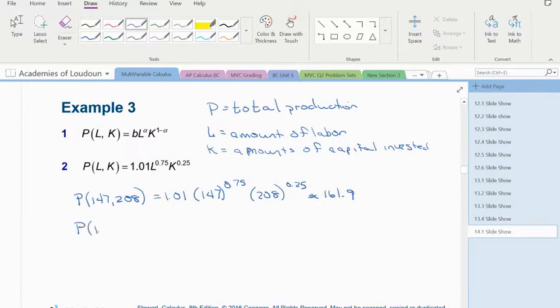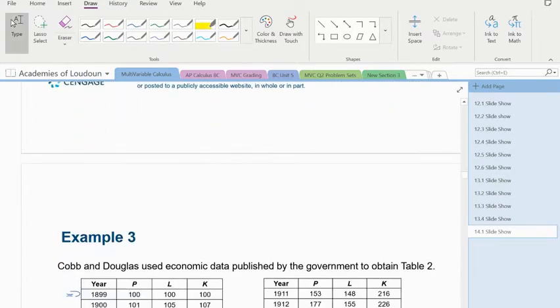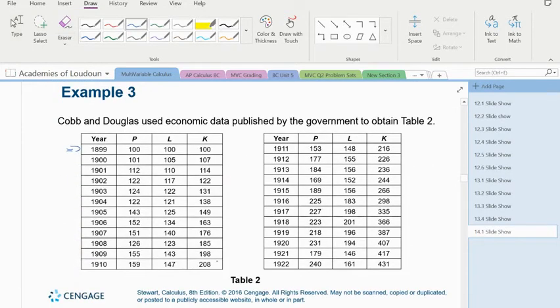And if we calculate P of 194, 407, we end up with approximately 235.8, which is quite close to the actual values as shown in the table. So we're looking at 1910 and 1920, and you can see that we got very close to the actual values of P of 159, whereas we calculated 161, and 231, where we calculated 235.